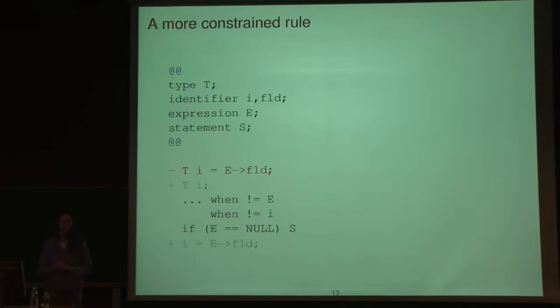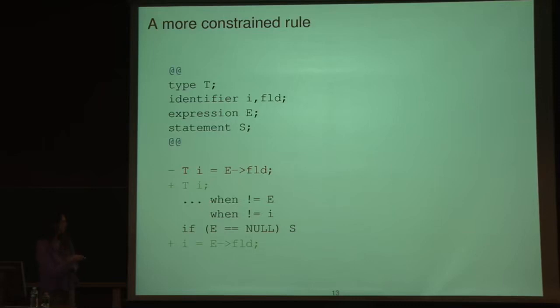So we can think back to the original problem, which was that we had a variable declaration, and then we had a null test right at the beginning of the function. So this rule is trying to capture that. Here I say we have some arbitrary type, some arbitrary identifier, and it's being initialized to some dereference. So this is our initialization.